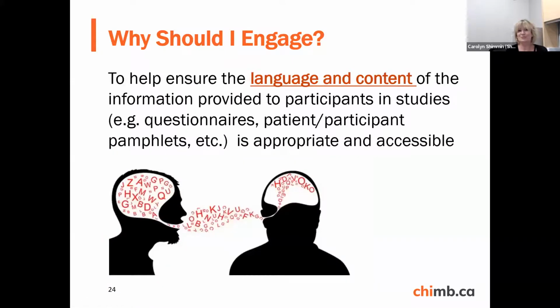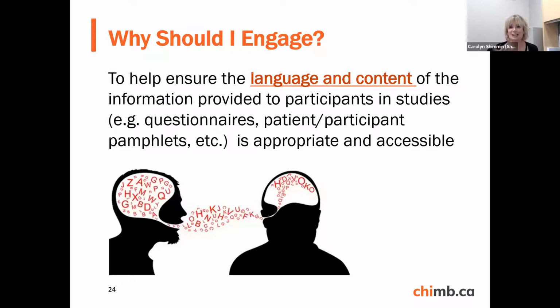We also engage people with lived experience to ensure that the language and the content of the information that's provided to participants in studies is appropriate and acceptable. So everything from questionnaires to consent forms, patient participant leaflets, all of those different things.